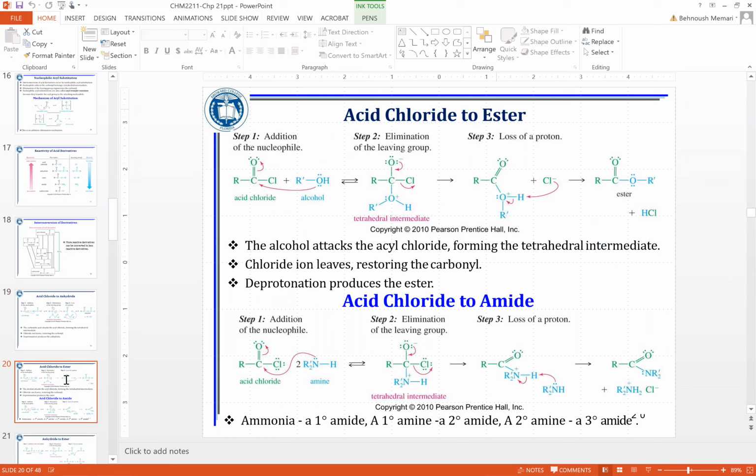Acid chloride to ester: if you remember, the formation of ester was any acid derivative plus alcohol would give you ester. And so if we follow the same trend that we had, a hydrogen from the nucleophile, so the alcohol is the nucleophile. It is not the best nucleophile, it is a weak nucleophile, but the leaving group is a good leaving group. So you have a weak nucleophile but a good leaving group in this case.